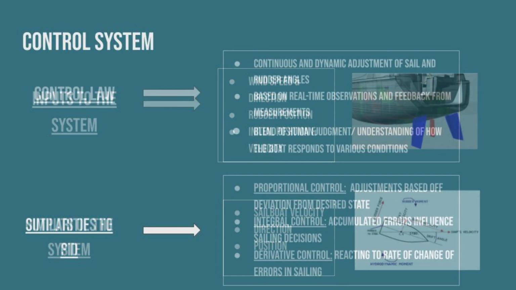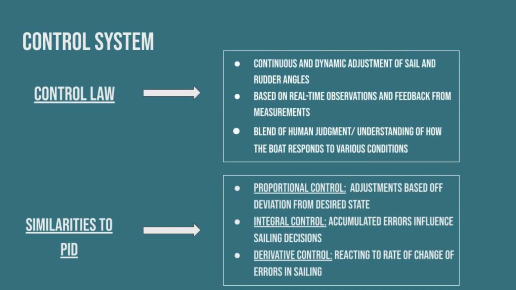are made. The control law in sailing involves continuous and dynamic adjustments of sail and rudder angles based on real-time observations made by the sailor. While not a strict PID controller, the control law still exhibits elements of proportional, integral, and derivative control, such as adjustments being made based on current error or deviation from the desired state, accumulated errors over time influencing decisions made by the sailor, and finally reacting to the rate of change of error.